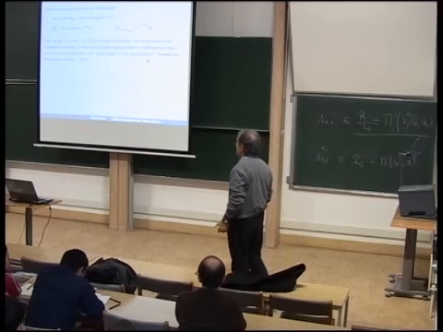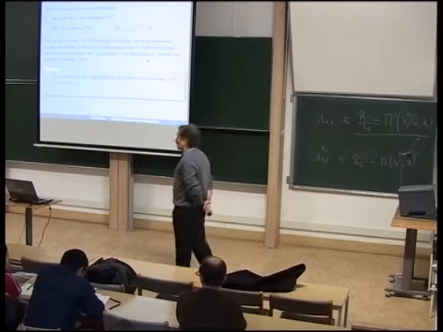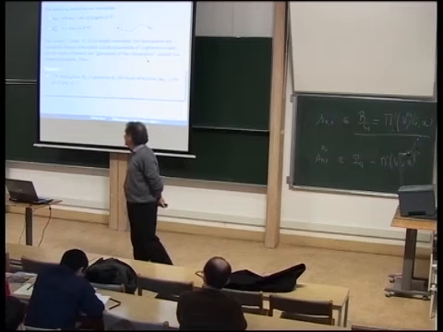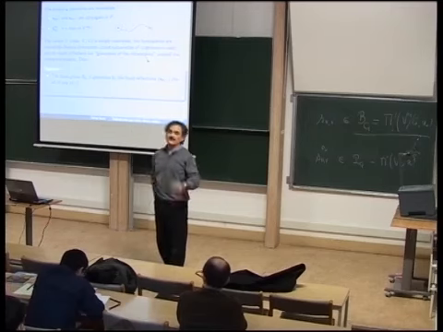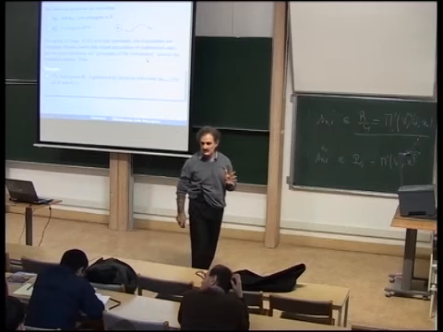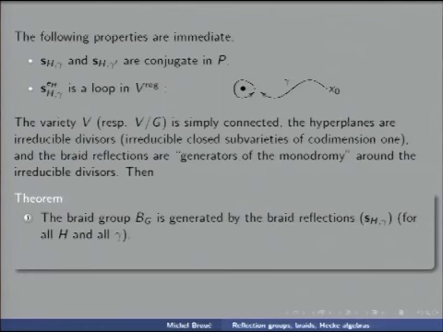And this is a general fact: the braid group is generated by the braid reflections for all H and for all gamma, of course, for all H mod conjugation for all gamma. So in a sense, the braid group is a kind of infinite version of the finite reflection group. The reflection group is generated by reflections, and the braid group is generated by those braid reflections. To each distinguished reflection downstairs corresponds a conjugacy class, under P, of braid reflections.